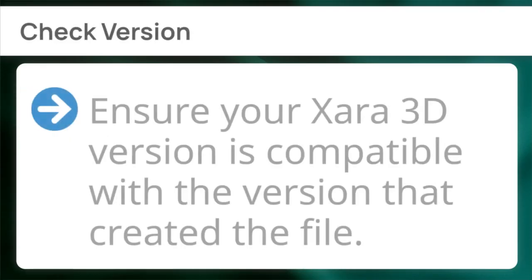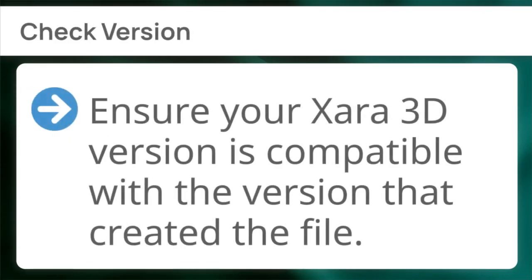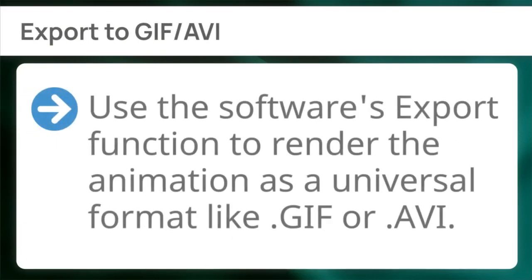Next, check version. Ensure your Xara 3D version is compatible with the version that created the file. Finally, export to GIF or AVI. Use the software's export function to render the animation as a universal format like .gif or .avi.